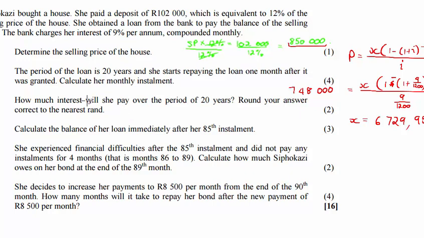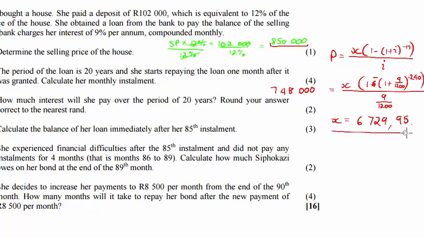Okay, how about you guys calculate for me now, how much interest will she pay over the 20 years? Round your answer to the nearest rand. Okay, so that's her repayments. I don't know if the rest of you got the same amount. With that repayment, she can work out the total she paid, and if you subtract the present value from the total amount that she pays, you get the interest. So do that. Okay, did you guys get an answer?